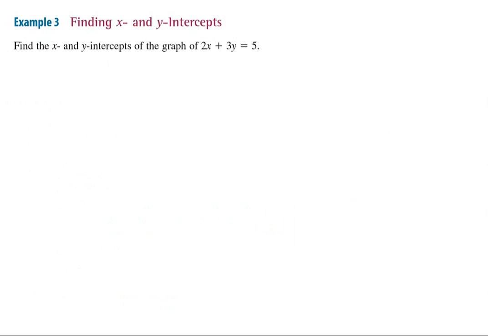All right, let's take a look at the next example here. So we need to find the x and the y-intercepts of this. Okay, you guys need to remember this. If you need to find the x-intercepts of any function, it doesn't matter what it is, you're always going to make y equal to 0. If you need to find the y-intercept of any function, you always set x equal to 0.